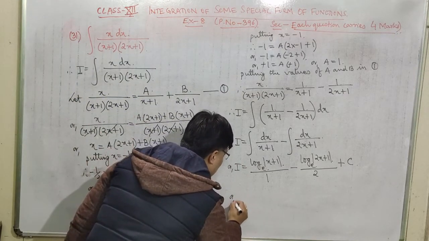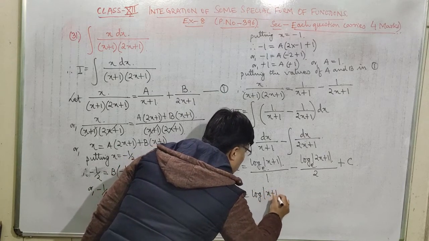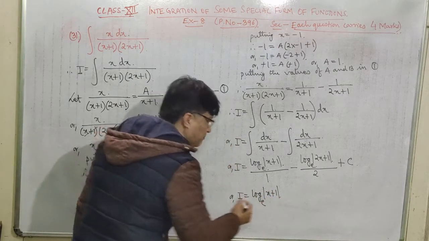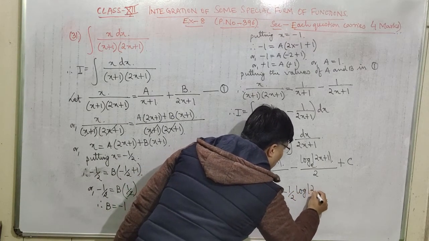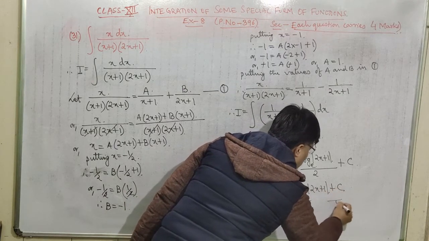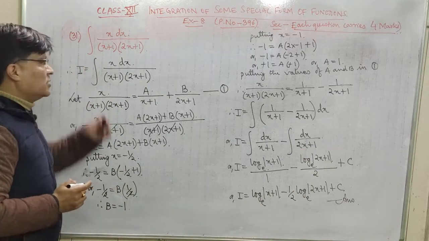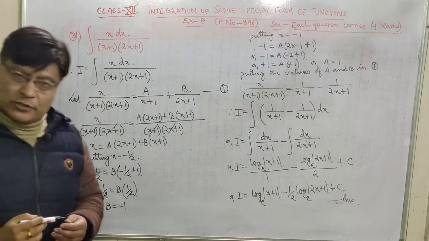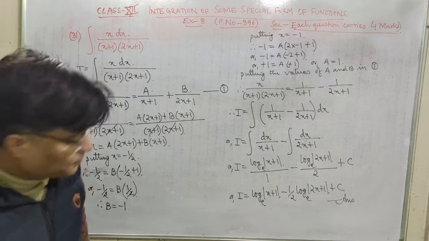So the final answer is, I is equal to log within mod x plus 1, the base is e, then minus half log within mod 2x plus 1, the base is e, then plus c. So this is the final answer for this question. So I think you have understood it. So you can copy it. Now we'll do the next problem.